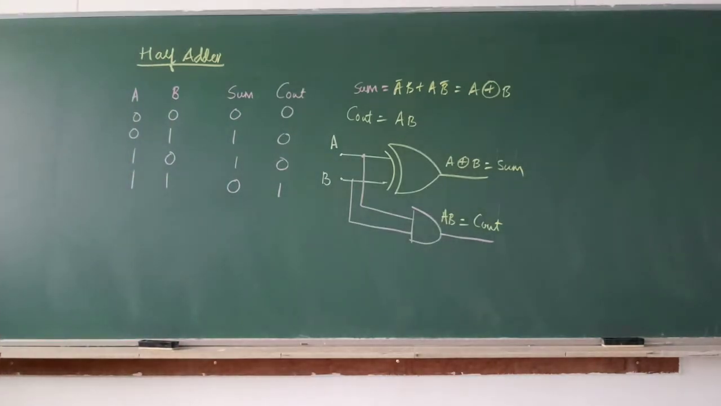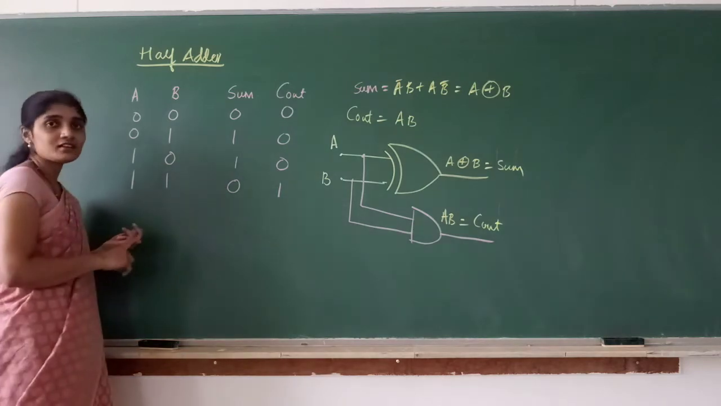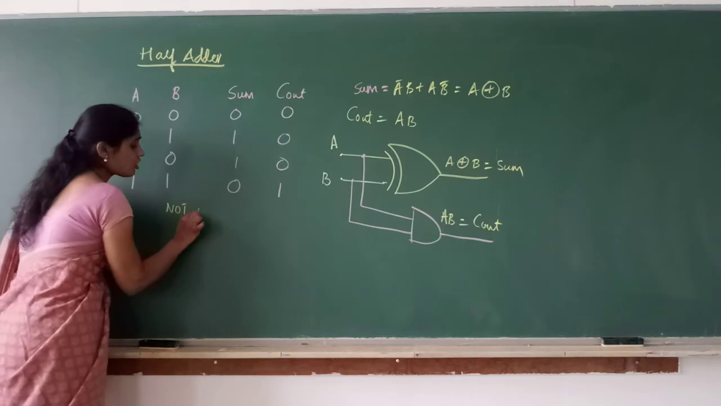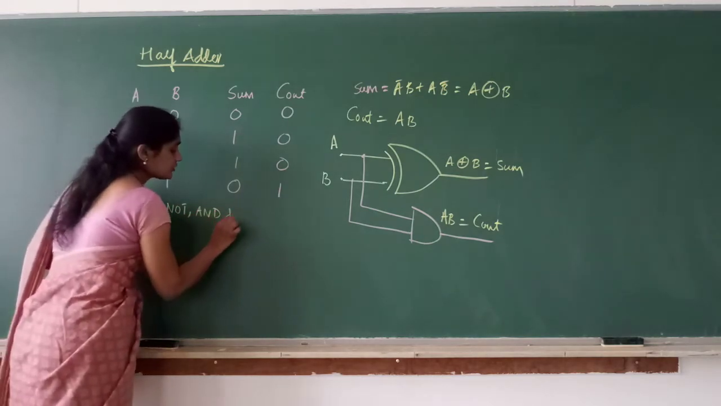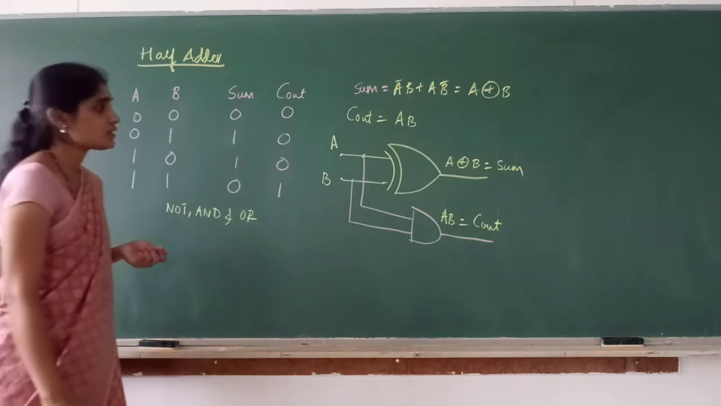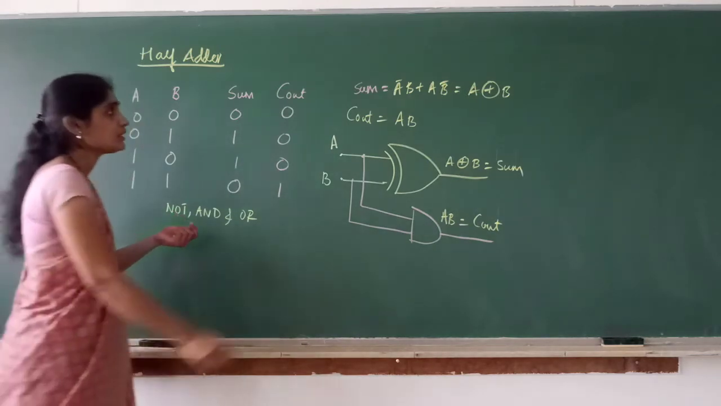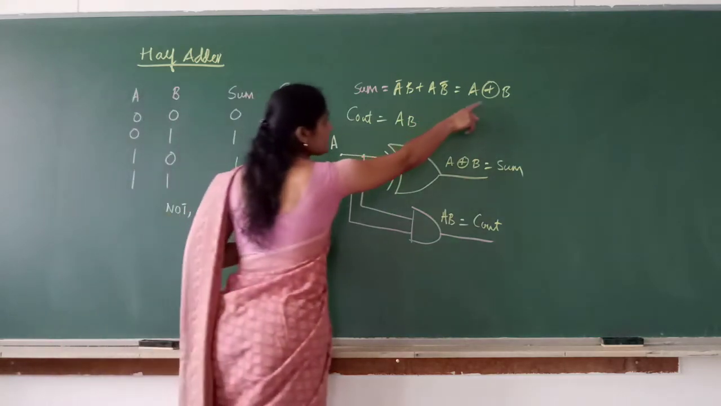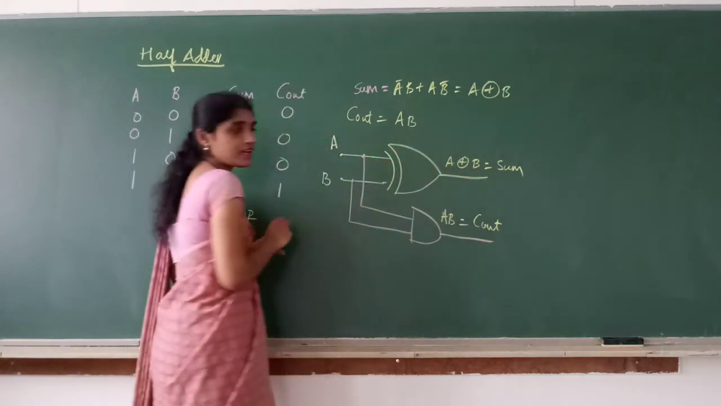But sometimes in the exam, they will ask you to design half adder using only basic gates. So which are the basic gates we have? We have the basic gates as NOT, AND, OR. So using only these gates, sometimes they will ask you to write the circuit. Again, it is very simple. If I have to use only NOT gate, AND gate, OR gate, I don't take this, I take this equation and I realize it.